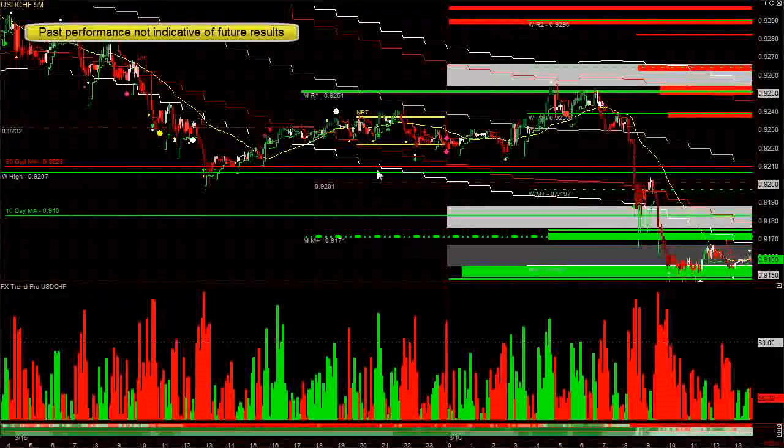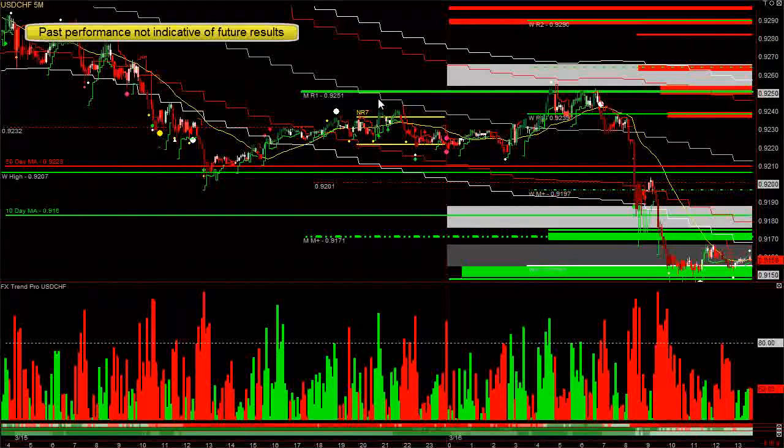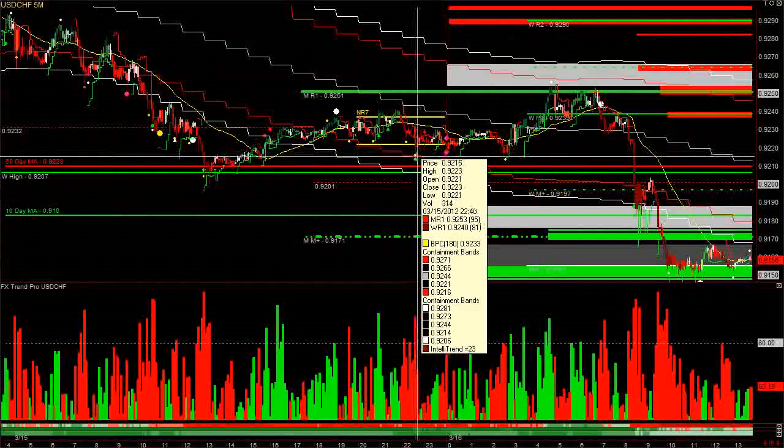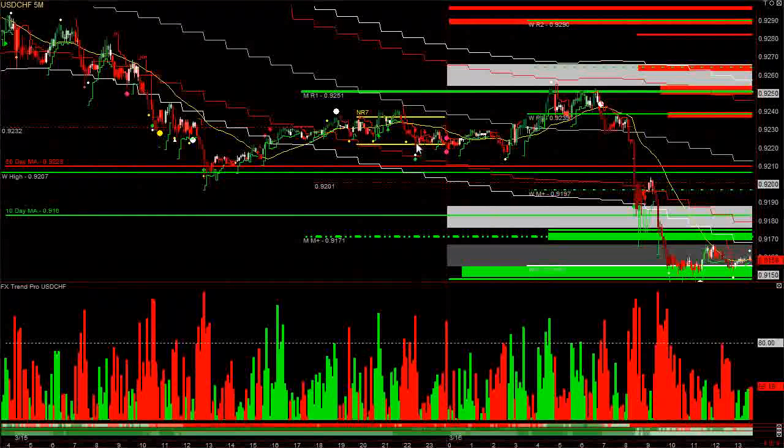Dollar Swiss. This one's underneath the hourly, so it's more likely to go down. You don't want to buy the breakout of these narrow range patterns when they're underneath the hourly. Only buy them when they break out above. When it's above the hourly, only sell them when they're underneath the hourly. Now here's the lower containment band, which oftentimes is the end of the move. So this is a little bit riskier.